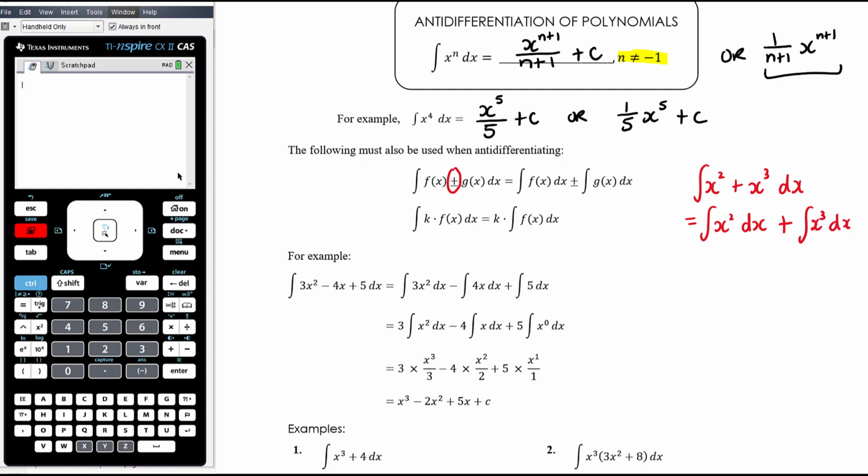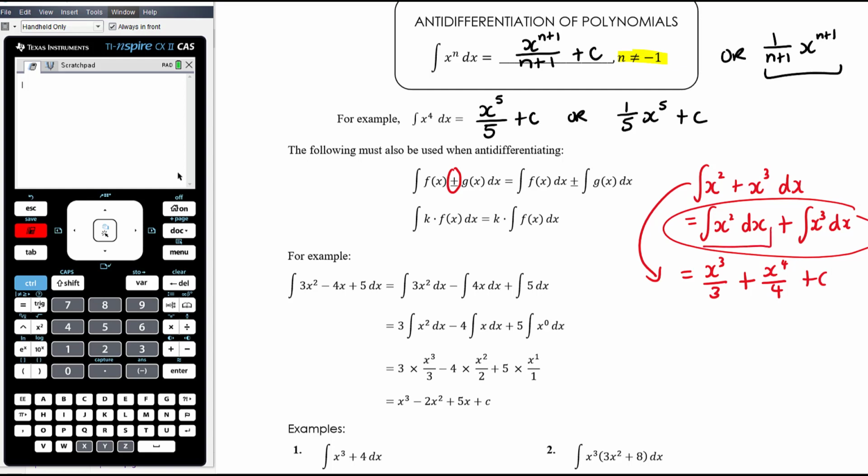As long as we've just got addition and subtraction, we just integrate each bit separately, or anti-differentiate each bit separately. And that's true for differentiating as well. If we're adding or subtracting terms, we simply differentiate each term. I wouldn't write out this step. I would simply immediately anti-differentiate each of those terms separately. So the antiderivative of x squared becomes x cubed on 3, plus the antiderivative of x cubed becomes x to the 4 on 4, and then our plus c. But what we're really doing is anti-differentiating each part separately.